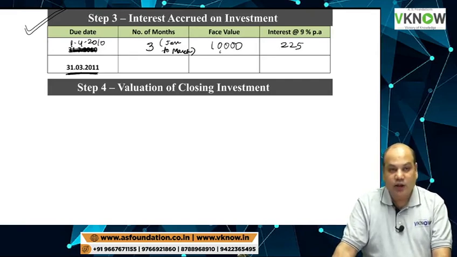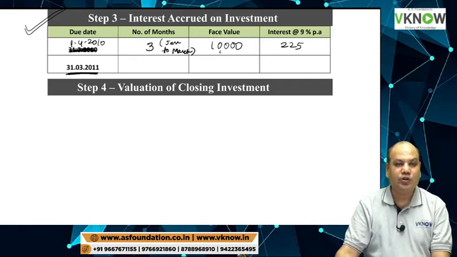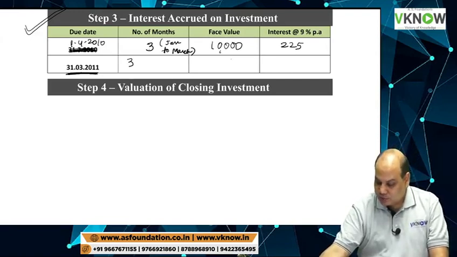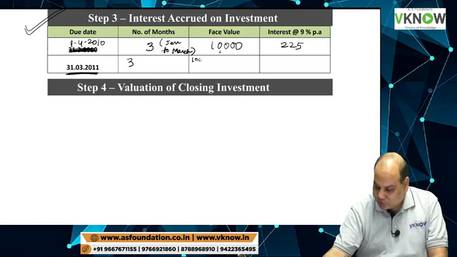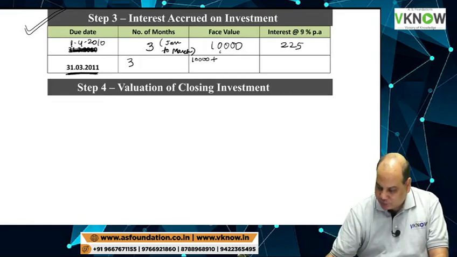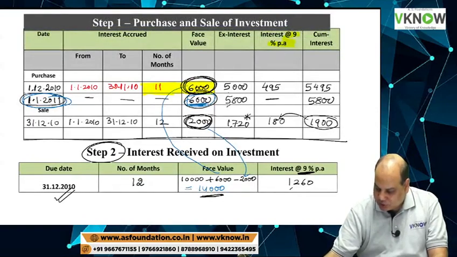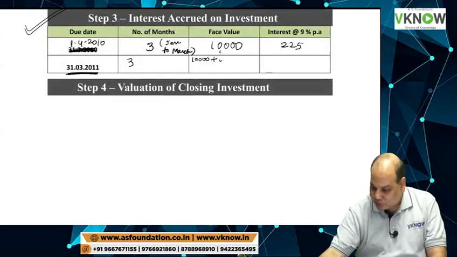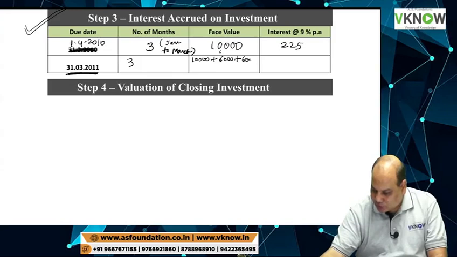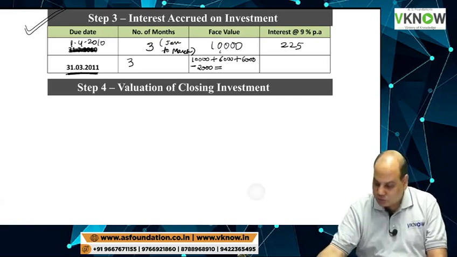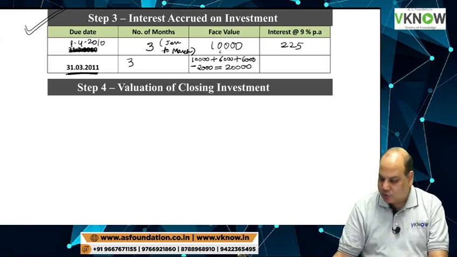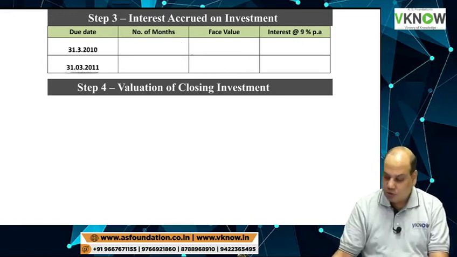Then at the end of the year, see what is the value of your investment that you are holding. What is the face value of your investment you are holding? So you had originally purchased 10,000 opening balance, plus 6,000 you purchased, minus 2,000 you sold. So at year end you are holding investment of 10 plus 6 minus 2, 20,000 rupees. 20,000 is the closing face value of investment.